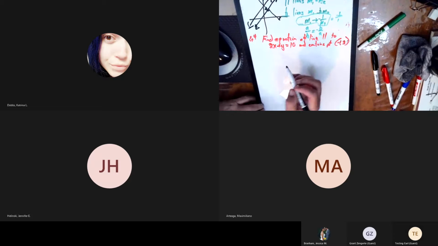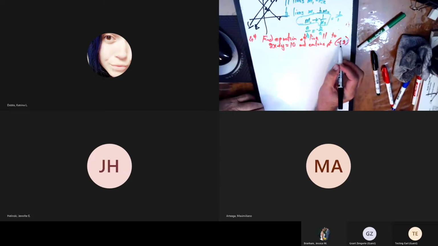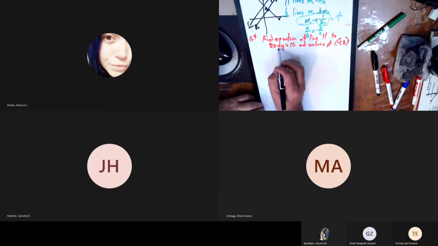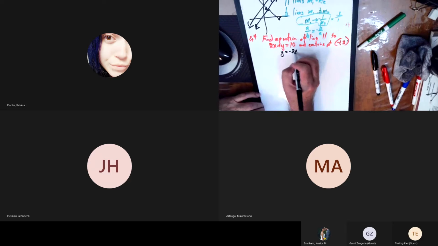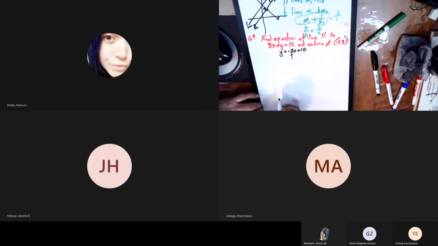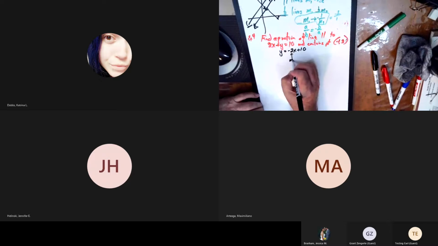But, so here we go. Anytime I do a line, I need to find the slope, and then I need to have a point on that line. So I need to find the slope of this line here. I'm going to subtract 2x from both sides. Y equals -2x plus 10. I now have my slope of -2. I know in my new line that I must have the same slope. Parallel lines have the exact same slope.